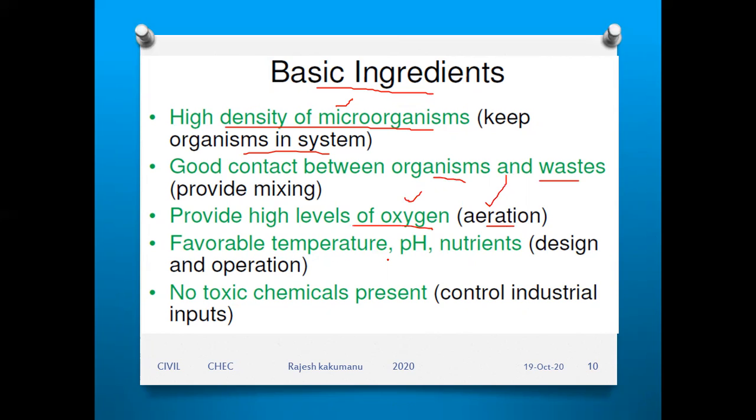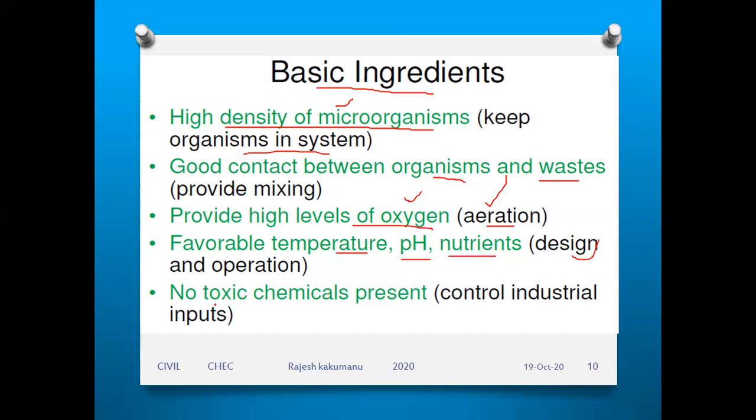Favorable temperature. We should not have high temperature or very low temperature. The temperature should be normal room temperature, favorable for the growth of organisms. The water quality should be at a good level, with the right pH scale and good nutrients. Then design and operation of the plant, that is the physical process.